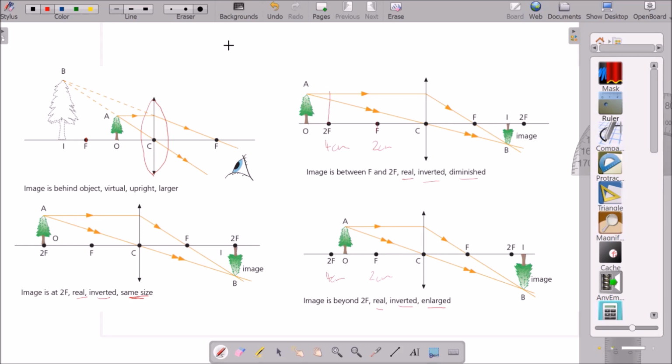So that's it about objects and images for plane mirrors and lenses. So we have done the ray diagrams.